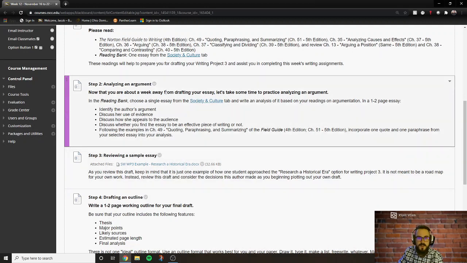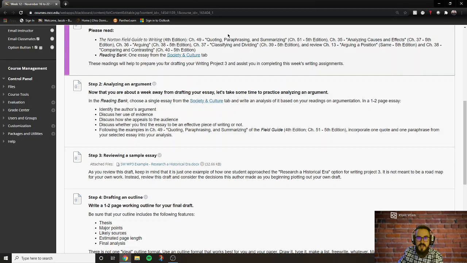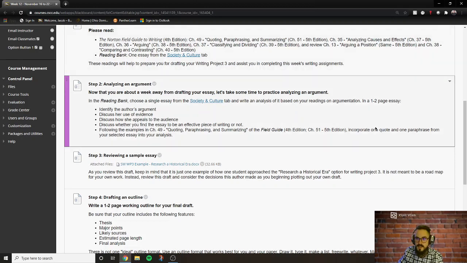For step 2 here, you're going to be analyzing an argument. So in the reading bank, you're going to choose a single essay from the Society and Culture tab, and you're going to write an analysis of that essay based on the chapters on argumentation that you read. This essay needs to be 1 to 2 pages long. It's not very long. And in that short essay, you should identify the author's argument, discuss their use of evidence, discuss how they appeal to their audience, what are they doing to be persuasive.